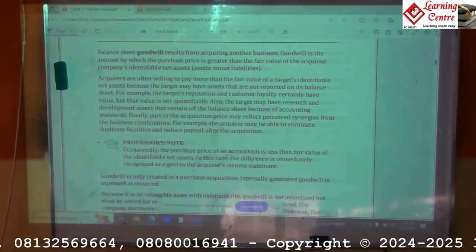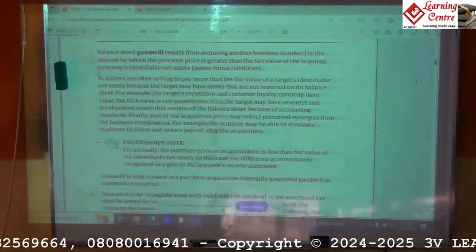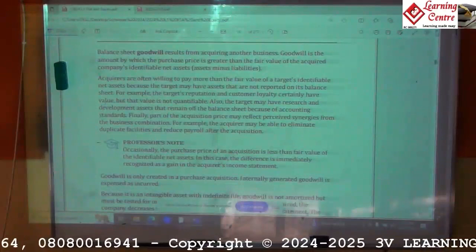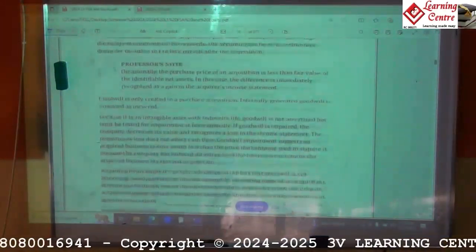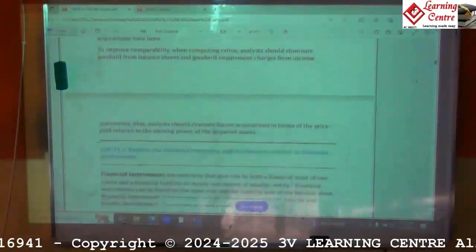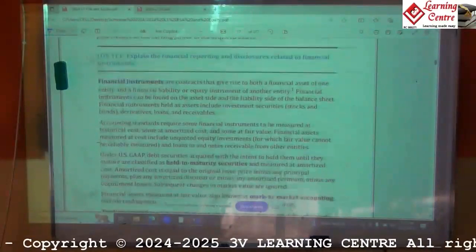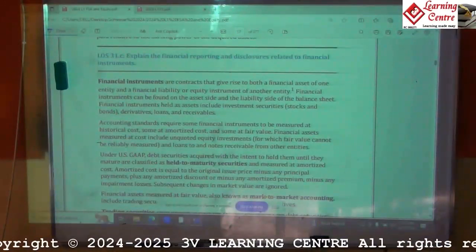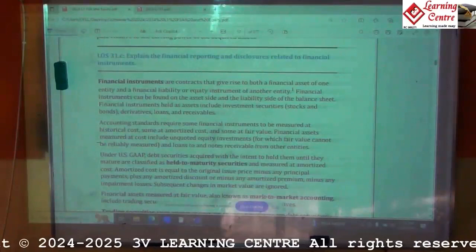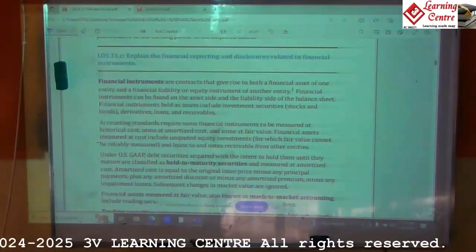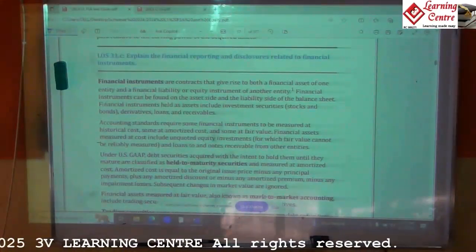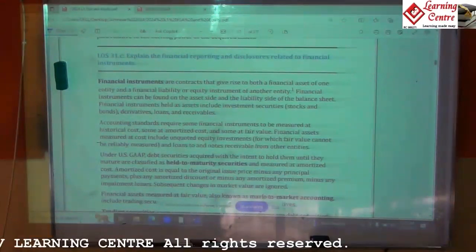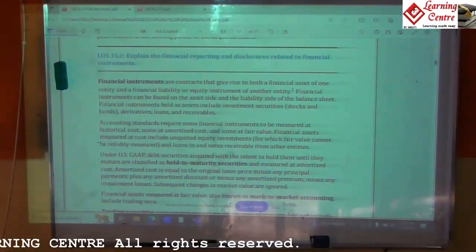Internally generated goodwill, you expense it. So let's continue. Let's quickly talk about another one, which is PPE, property, plant and equipment.